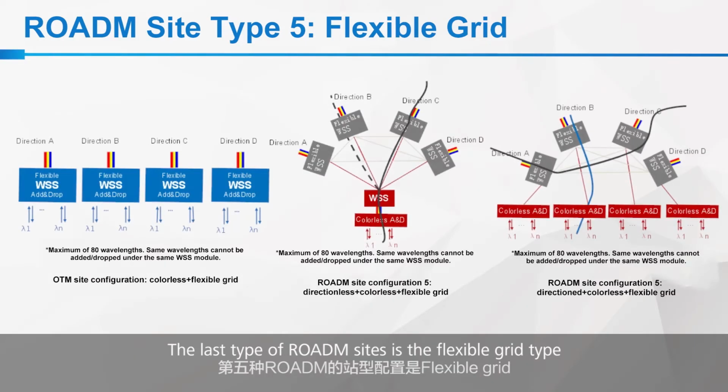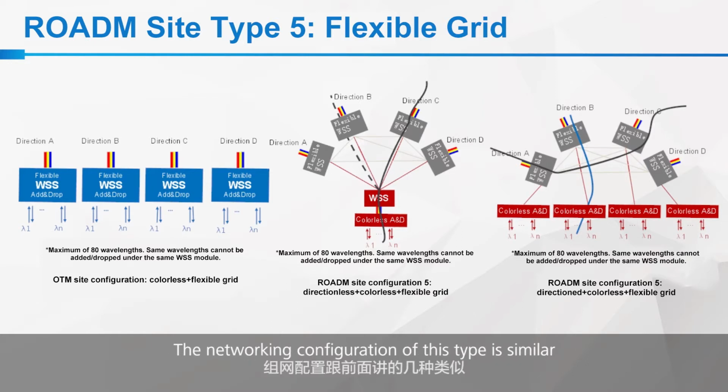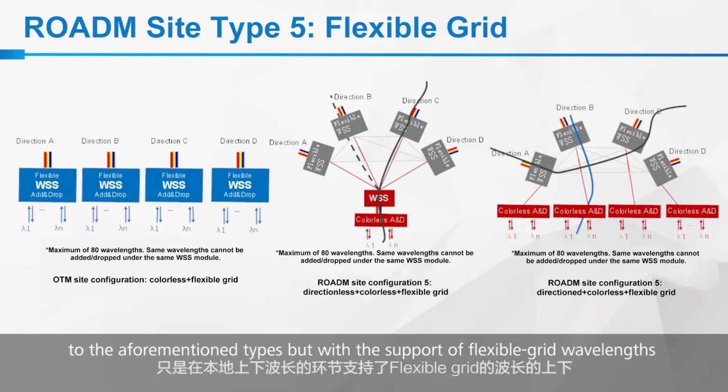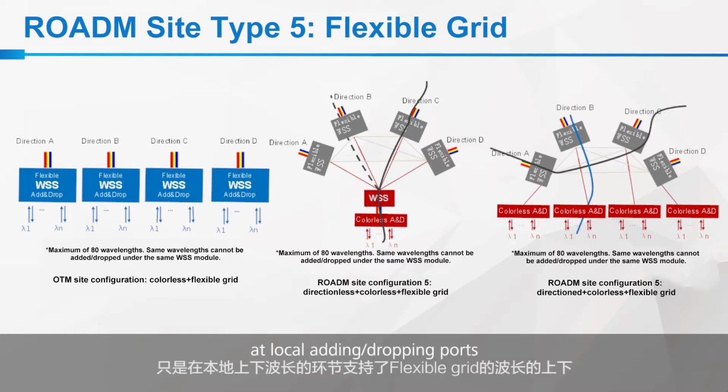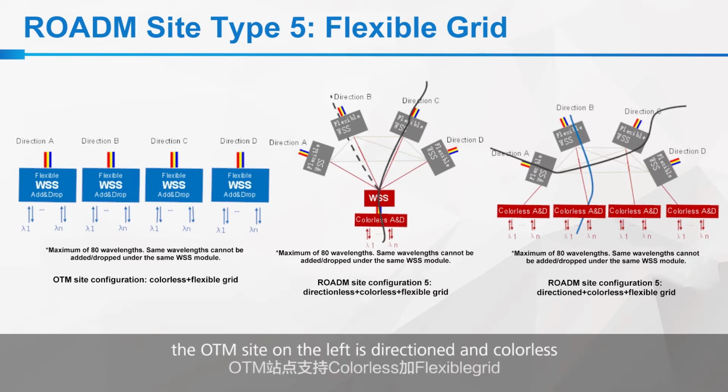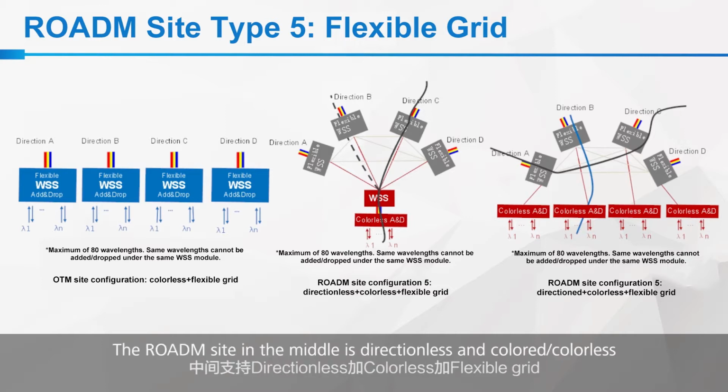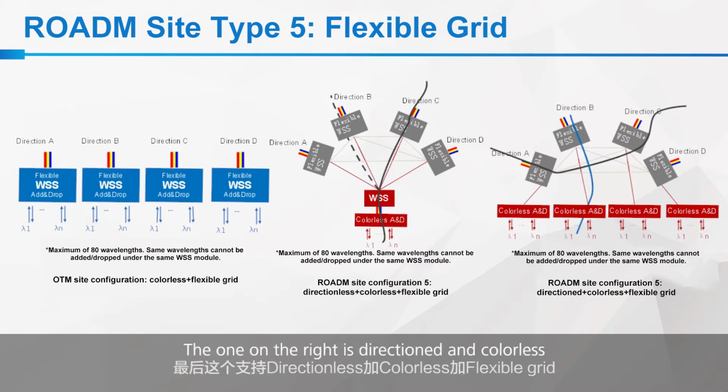The last type of ROADM site is the flexible grid type. The networking configuration of this type is similar to the aforementioned types, but with the support of flexible grid wavelengths at local adding/dropping ports. As shown in the figure, the OTM site on the left is directioned and colorless, and supports flexible grid wavelengths. The ROADM site in the middle is directionless and colorless, and supports flexible grid wavelengths. The one on the right is directioned and colorless and supports flexible grid wavelengths.